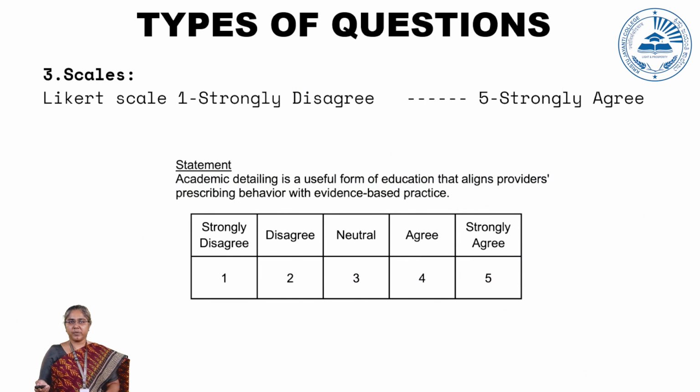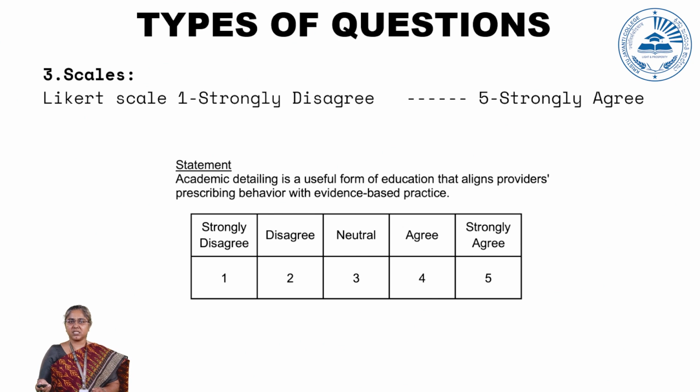The third would be to use scales. A scale which is given as an example over here is the Likert scale. In Likert scale, you designate between strongly dislike and strongly agree. You give numbers to each of the preferences, each of the choices, and the respondents can choose whichever is applicable to them. An example in a statement is given over here.